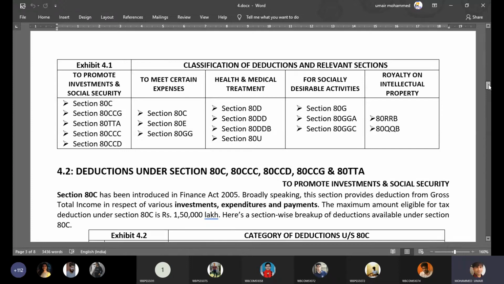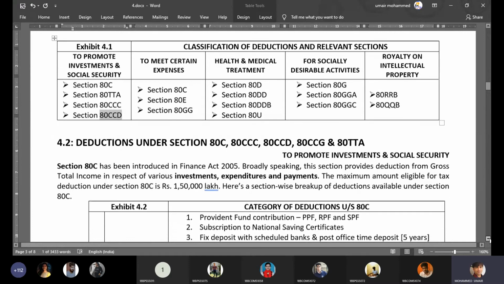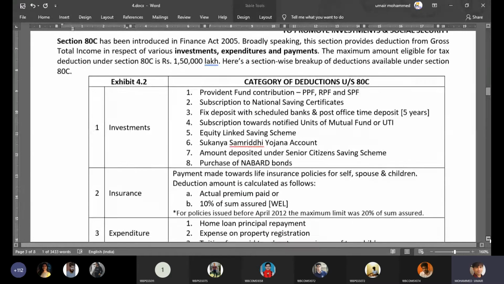So we were discussing about Section 80C. Section 80CCG is no longer applicable for your batch, so I'll just remove it from here. So we will discuss the rest of the sections in today's class: 80TTA, 80CCC, 80CCD, and if time permits, we'll also do an illustration. So 80C is something which we have already gone through.